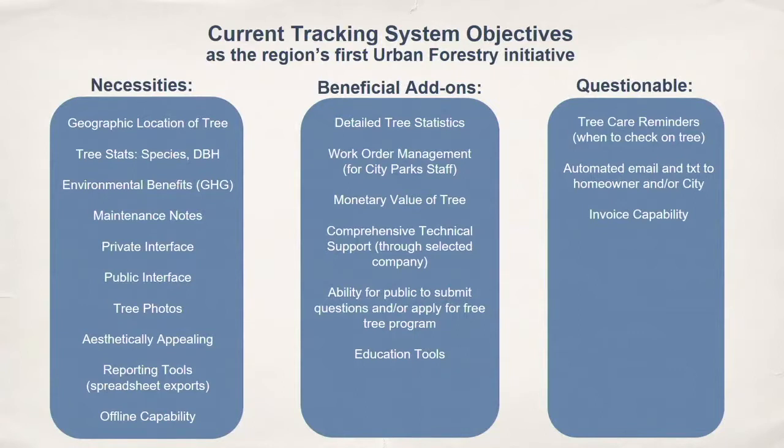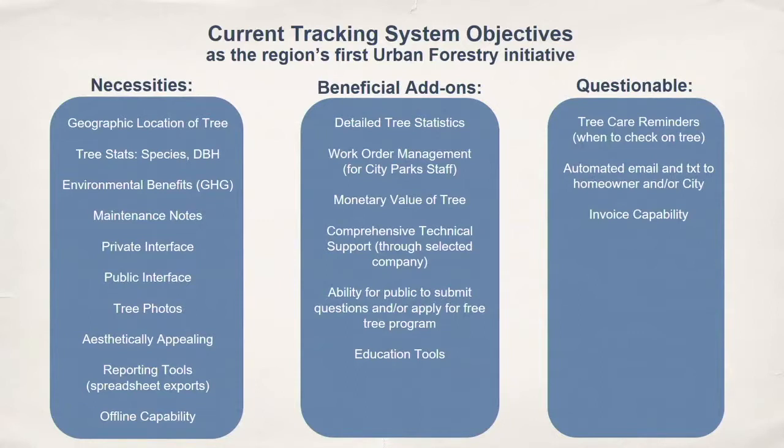Okay, so the first thing would be the geographic location of the tree. We want to make sure that we can track the tree and see exactly where it's planted, and come back a week, a month, a year, five, ten years later and check on that specific tree that was planted. So that was number one. We also want the tree stats and the greenhouse gas benefits, obviously for CAL FIRE recording purposes.